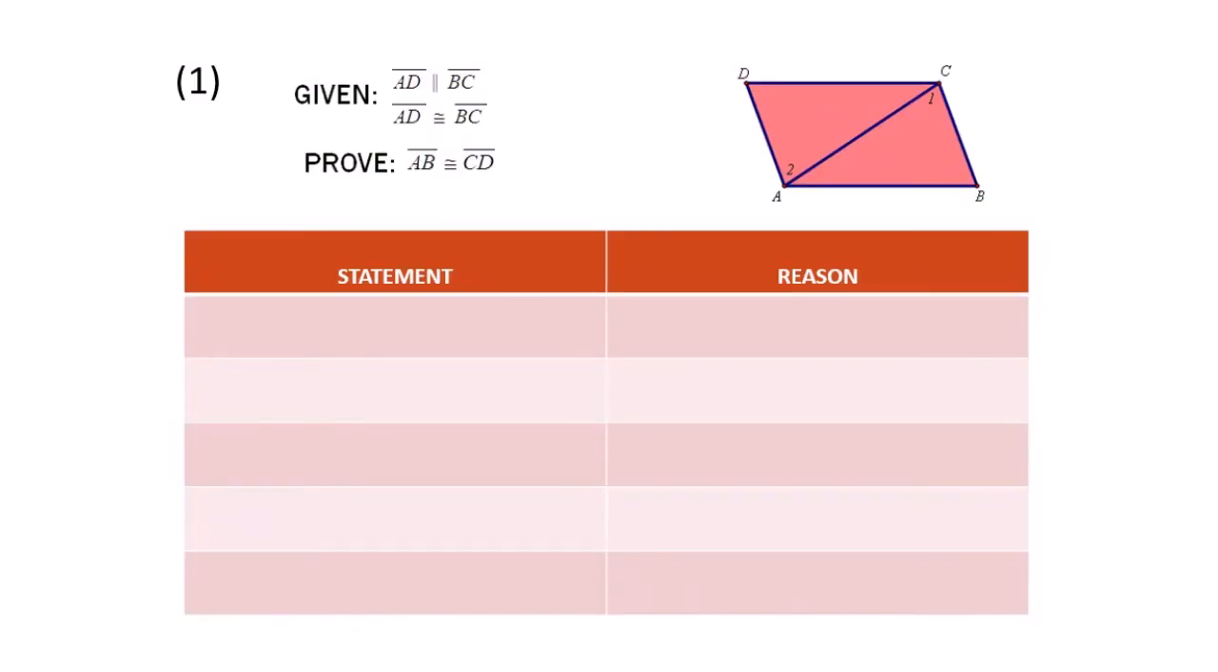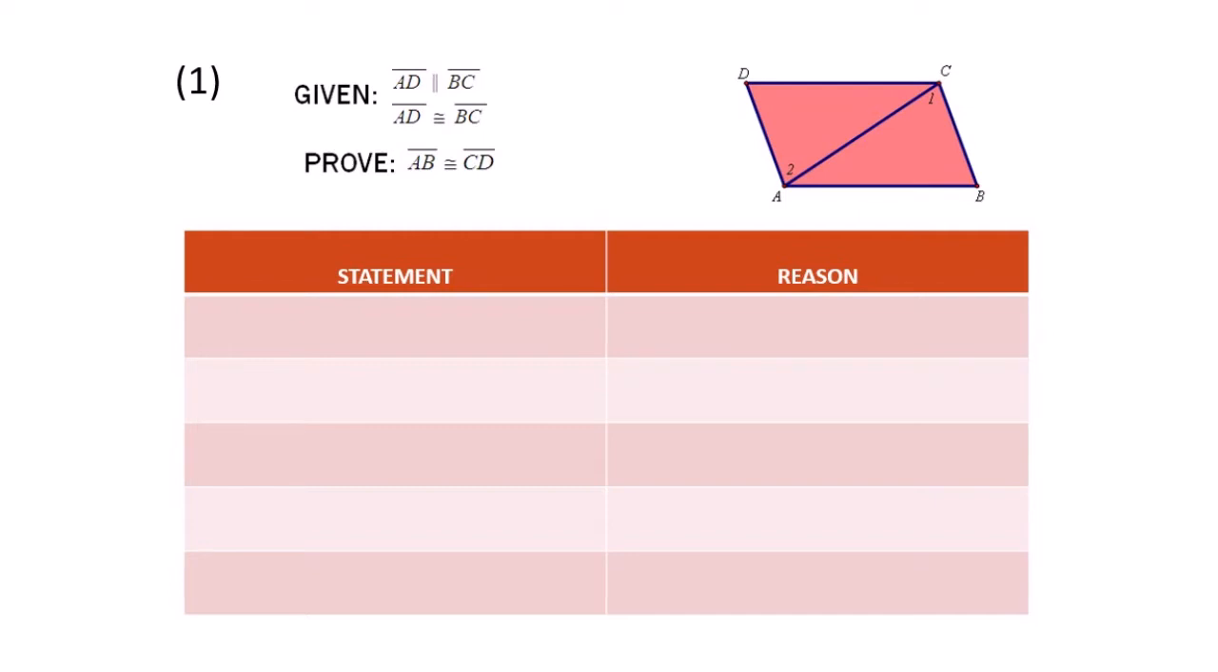All right, so another proof here. So we're given that AD is parallel to BC, right? We're given that AD is congruent to BC, and we want to prove that AB is congruent to CD.